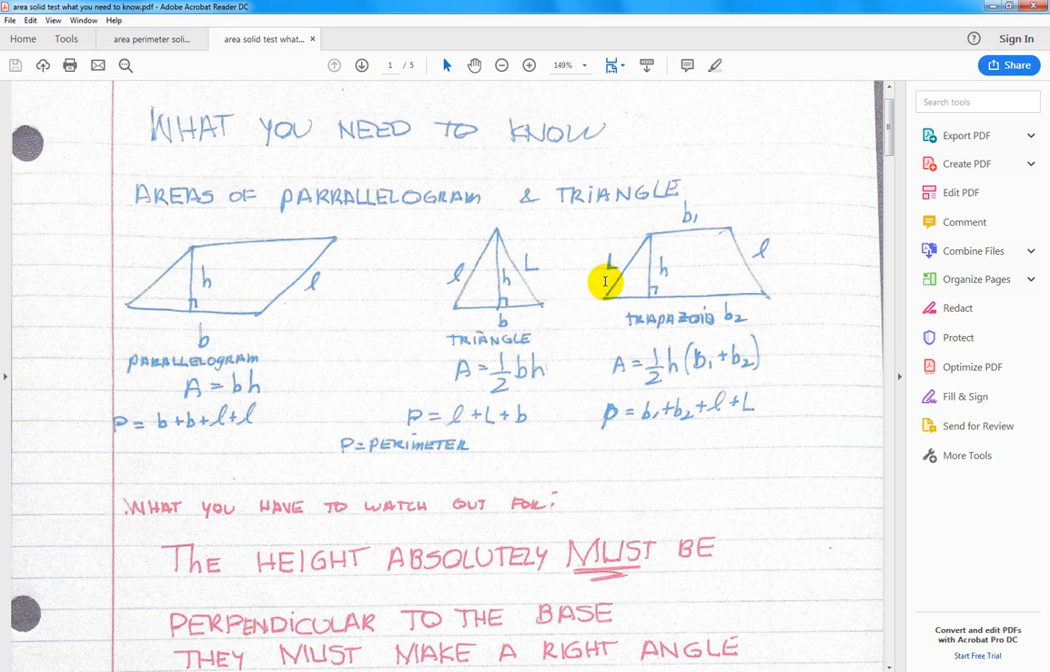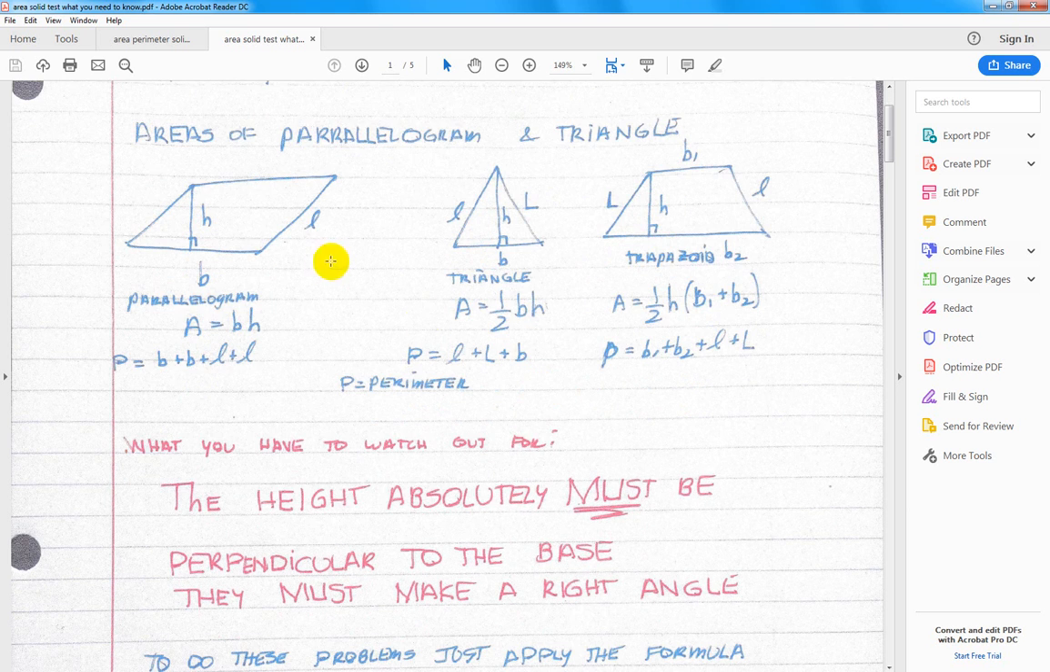Hello, so this is a real quick review discussion of what you need to know for Friday's test. Hopefully it's given on Friday. You need to know how to calculate the areas of these shapes, the parallelogram, the triangle, the trapezoid. You have to memorize these formulas.